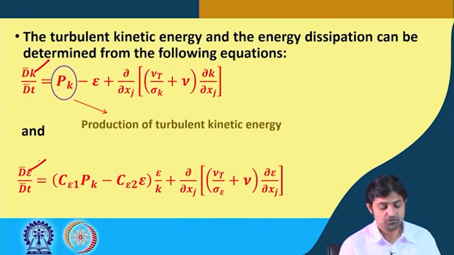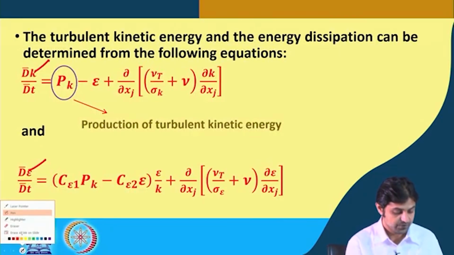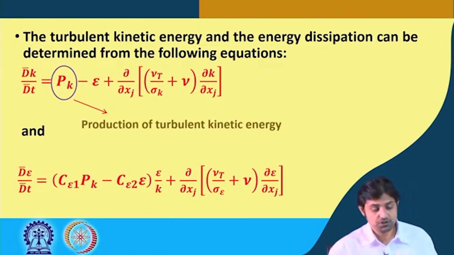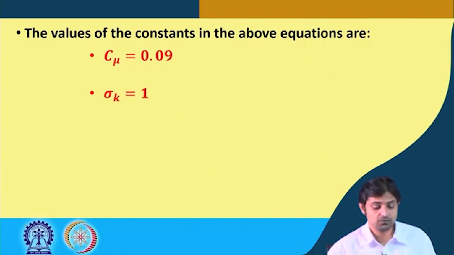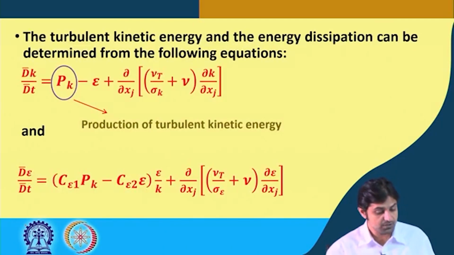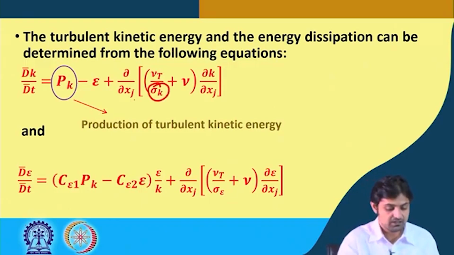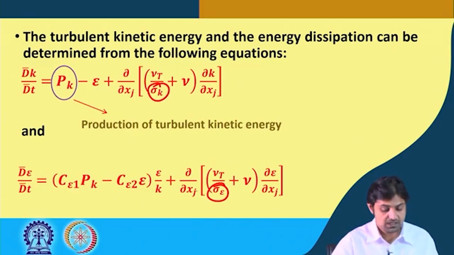And this is production of turbulent kinetic energy, this term here. So, we use these two equations to solve for k and epsilon, and the values of the constants in the above equation are C mu is equal to 0.09, sigma k is equal to 1. If you see, C mu was there first, and then there is sigma k here, then there is sigma epsilon here.